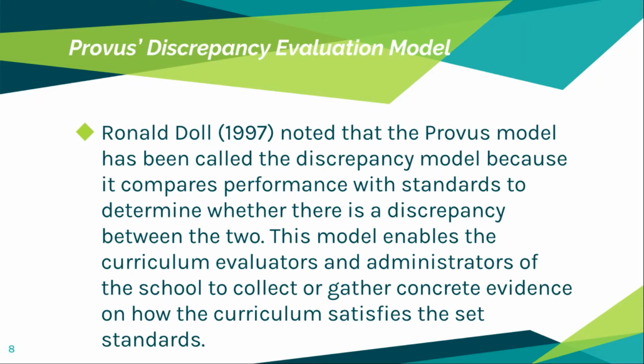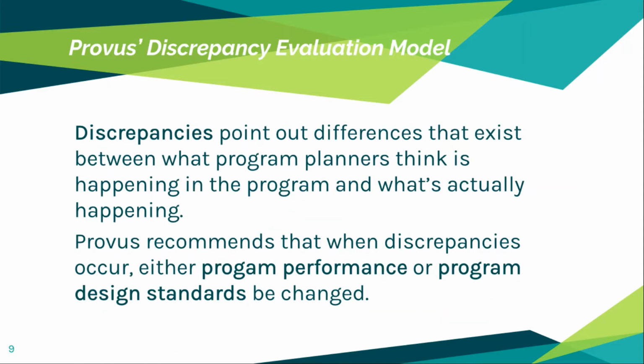Ronald Dahl noted that the Provus model has been called the discrepancy model because it compares performance with standards to determine whether there is a discrepancy between the two. This model enables the curriculum evaluators and administrators of the school to gather concrete evidence on how the curriculum satisfies the set standards. Discrepancies point out differences that exist between what program planners think is happening in the program and what is actually happening. Provus recommends that when discrepancies occur, either program performance or program standards be changed.